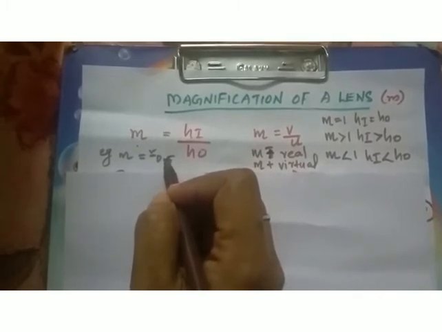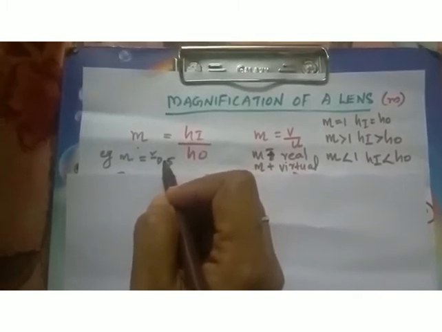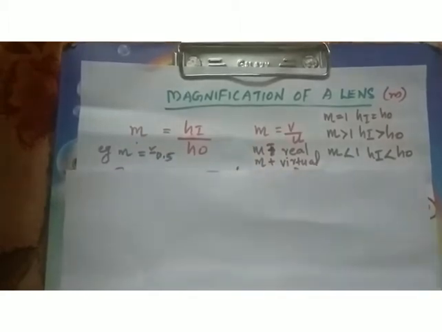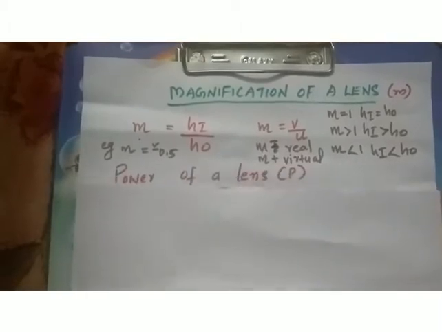If an image is real, it will be inverted. If an image is virtual, it will be erect. So that's all about magnification. And next we can discuss the power of a lens.